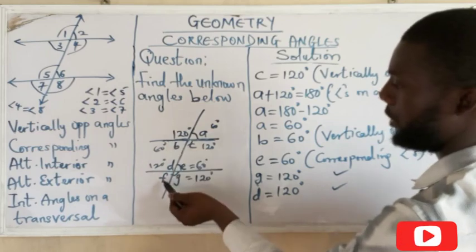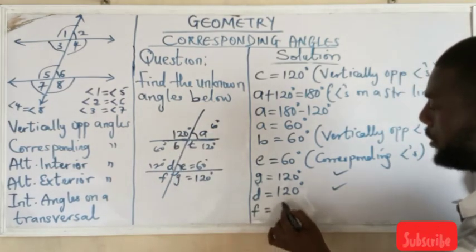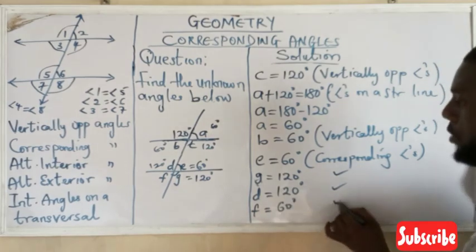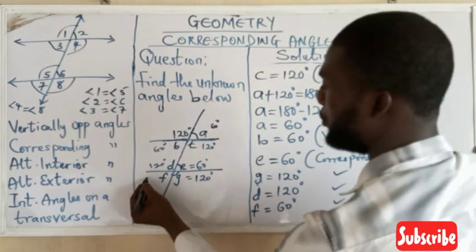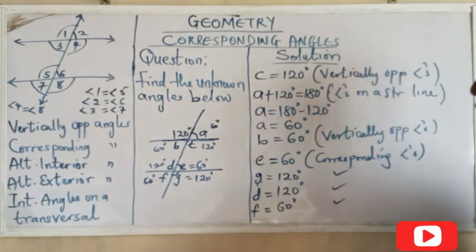And B with F. So I will say F is also 60 degrees. Reason, corresponding angles. So my F here is 60 degrees. And that is how we can get the letters from A to G.